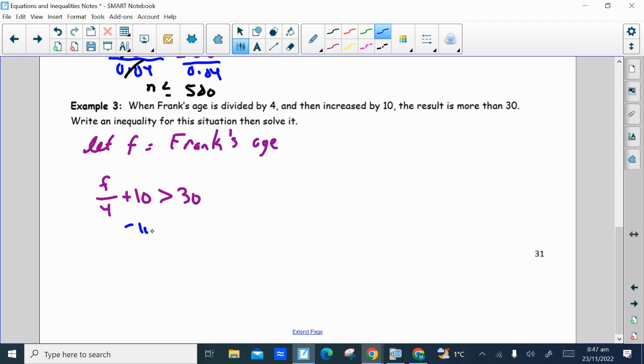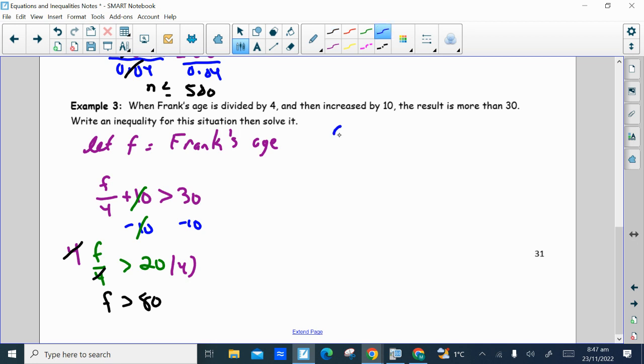So I would subtract the 10 from both sides first. So on the left, 10 minus 10 cancels, and we have f over 4 is greater than 20. And now to get the f by itself, hooked onto the f is a 4 by division. The opposite of dividing by 4 is multiplying by 4. So we'll multiply both sides by 4. On the left, 4 divided by 4 cancels, and you just have f greater than 20 times 4 is 80. So Frank's age must be greater than 80.